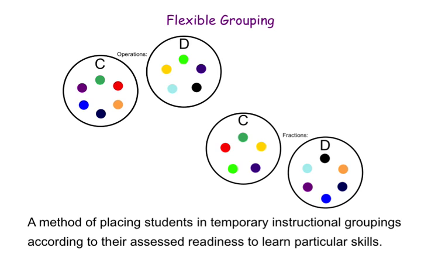So for example, there's this brief illustration here that shows that moving from the operations unit to the fractions unit in C block and D block, the colored circles there represent students as they shift back and forth between the two blocks and find themselves in the appropriate class for their pre-existing knowledge. Quite frankly, it's a method of placing students in temporary instructional groupings according to their assessed readiness to learn particular skills.